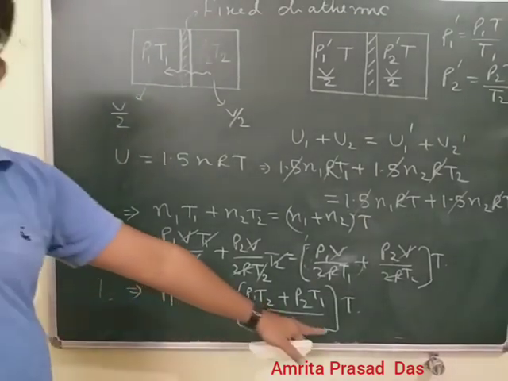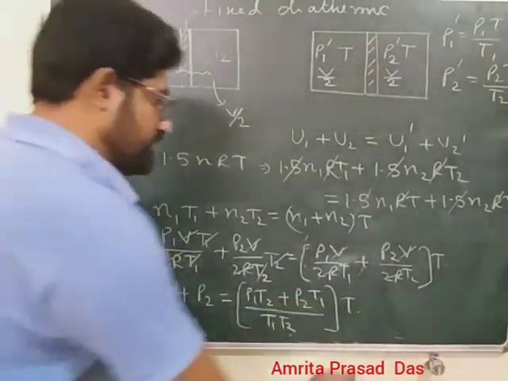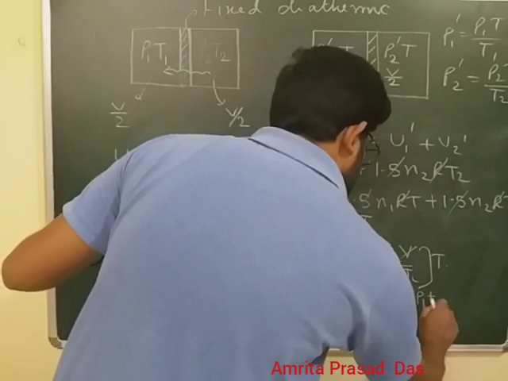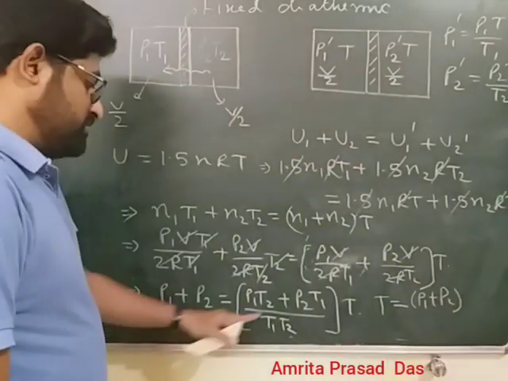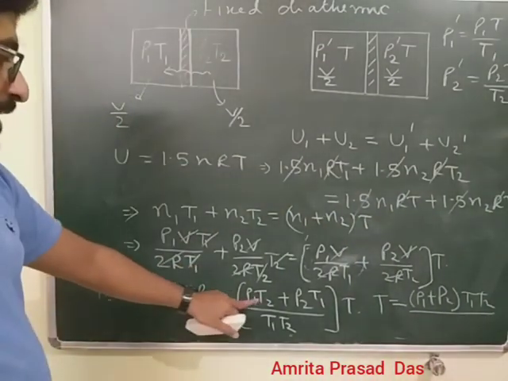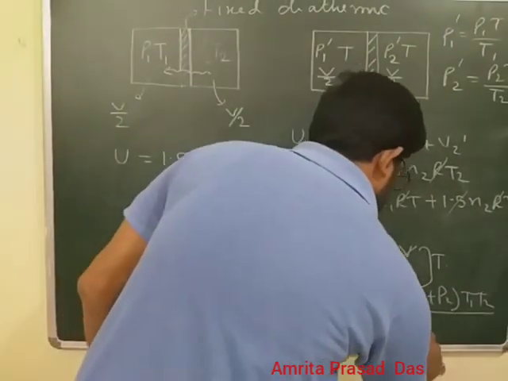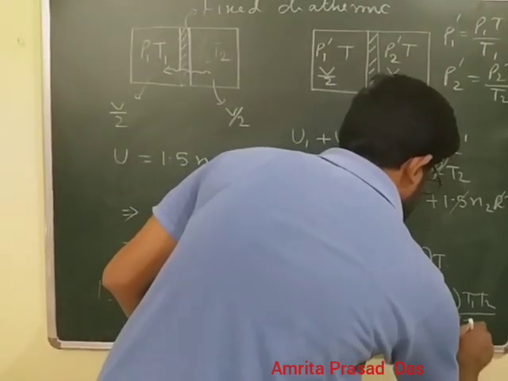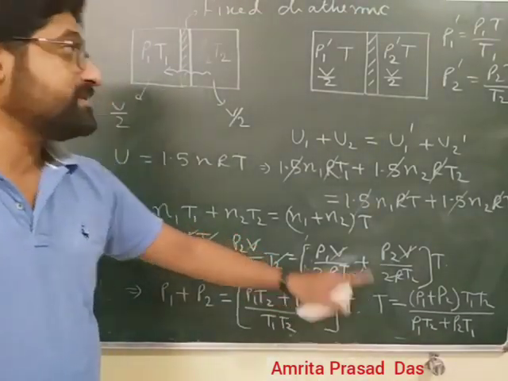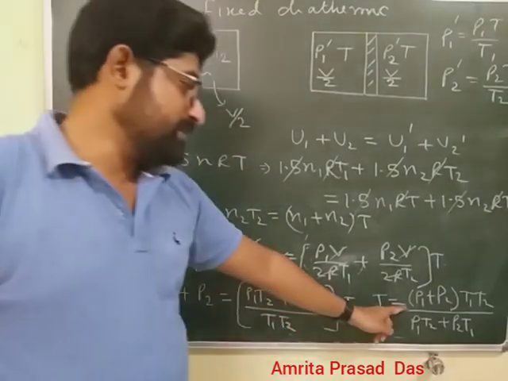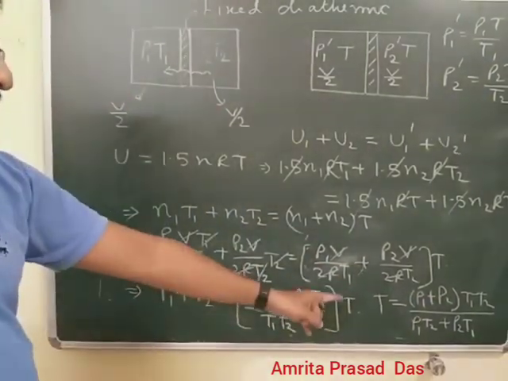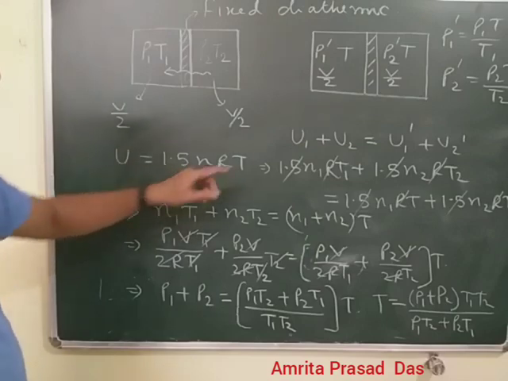And from this we can find out the final temperature, which gives us the expression T is equal to (P1 plus P2) into T1 T2 by (P1 T2 plus P2 T1). This is the answer of part C, which is the final temperature of this chamber. The final temperature of this cylindrical chamber is (P1 plus P2) T1 T2 divided by (P1 T2 plus P2 T1). We arrive here from this one.